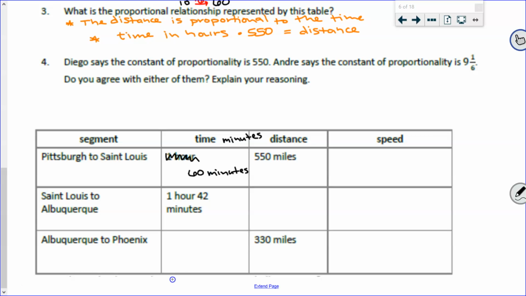Got it? All right, now here's what you're going to talk with your groups. 1 hour, 42 minutes. I need to know what is that number in just minutes. Talk to your group members. Ready, set, go.